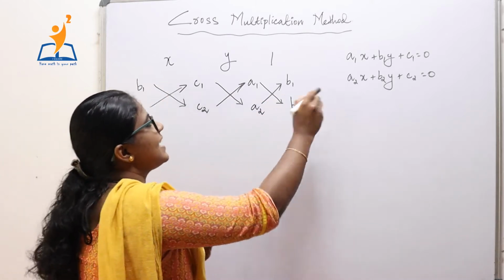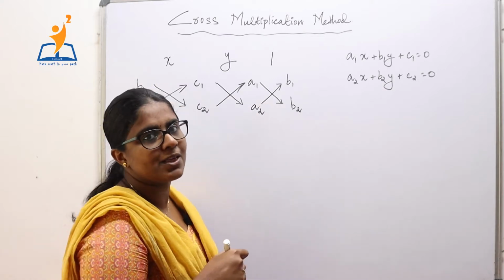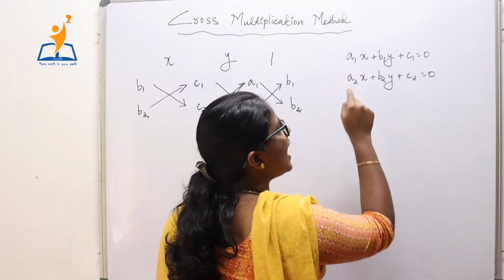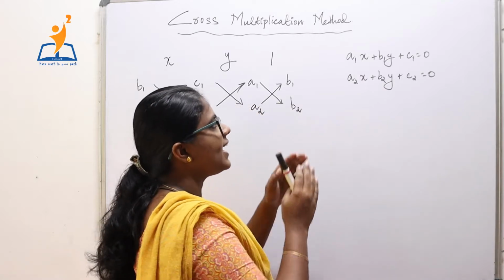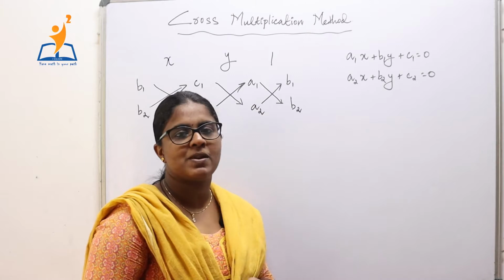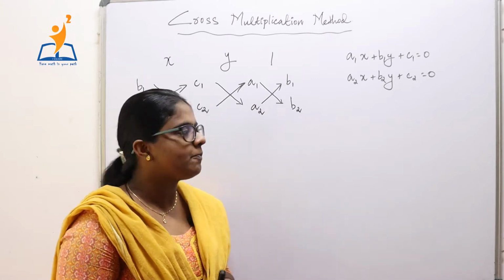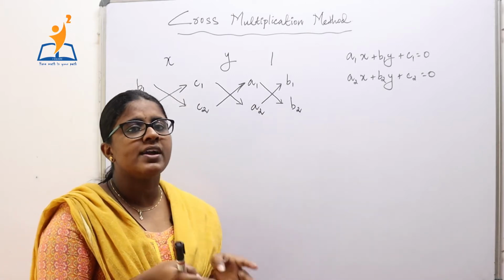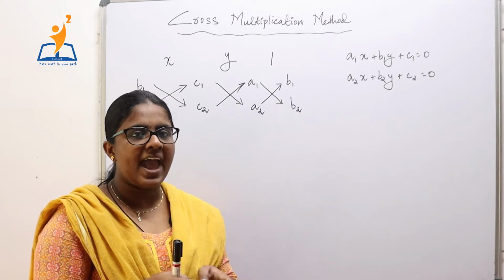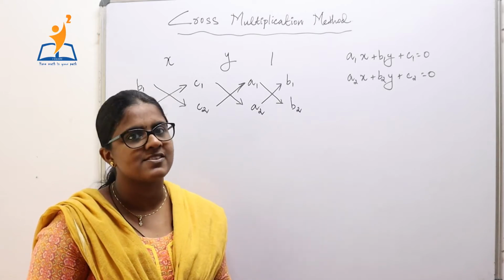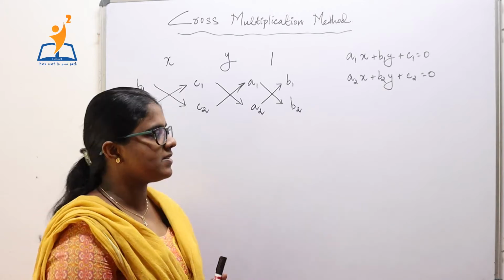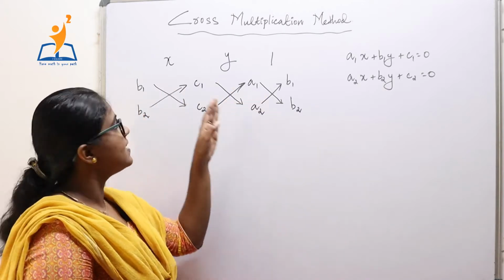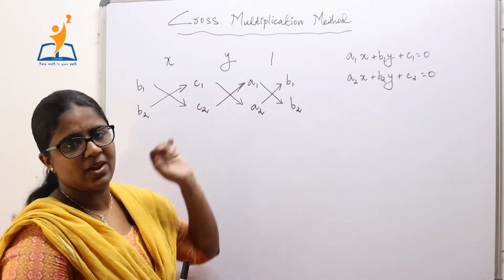We have the general form of a pair of linear equations in two variables as a1x plus b1y plus c1 equals 0 and a2x plus b2y plus c2 equals 0. Now we want a formula for x and y, and hence we will get a solution for this pair of linear equations in two variables. So consider this. We have x, y and 1.